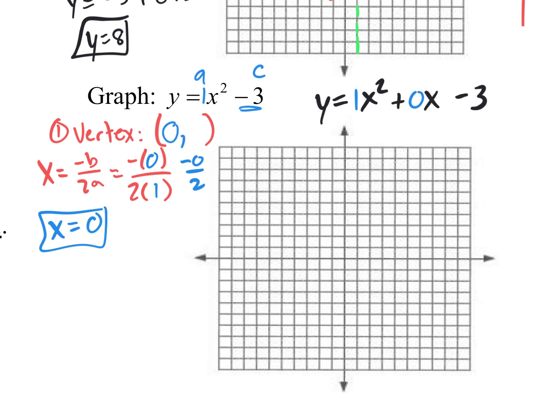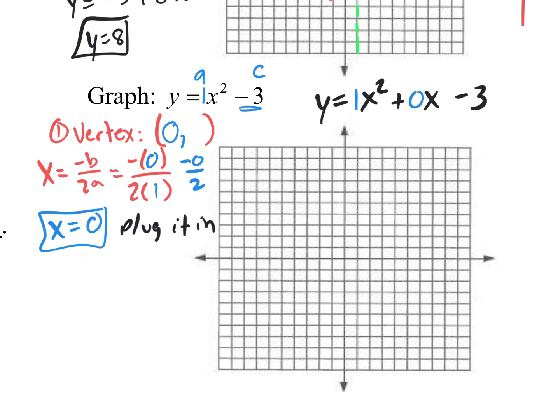Now we still need to find the y. We know the x, so we need to find the y. What do you do to find the y? You plug it in. So we're going to plug it into the original equation, and we're going to be plugging in 0 in place of x.